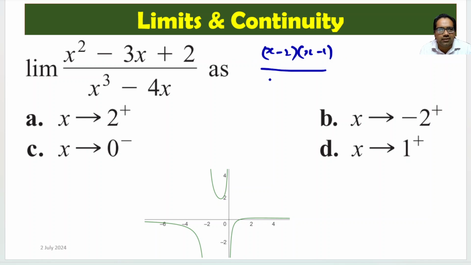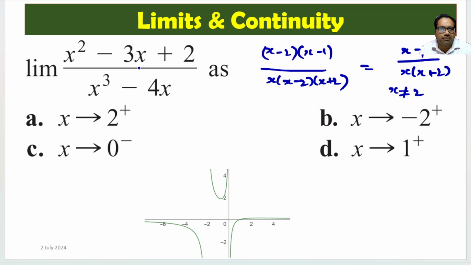The denominator we can write as x(x² − 4), and x² − 4 we can write as (x − 2)(x + 2), right? So we can cancel this x − 2 in both places as long as x is not equal to 2. Basically, this entire function is identical to this function as long as x is not equal to 2. At x equal to 2, this function is defined, but this is not defined.